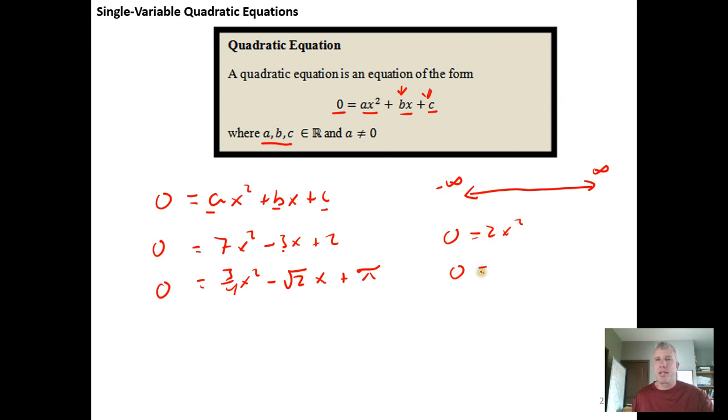Something that looks like this is still a quadratic in a single variable. So either of these two terms can be missing if b or c is equal to 0.